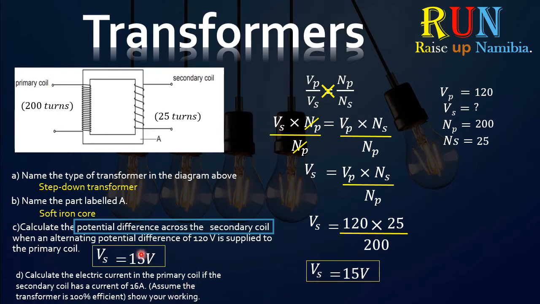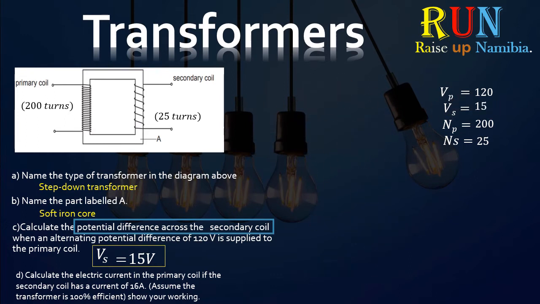So let's just write it down here. Before we get to the next part, Vs, let's just write down 15 there, and then we clean up here.